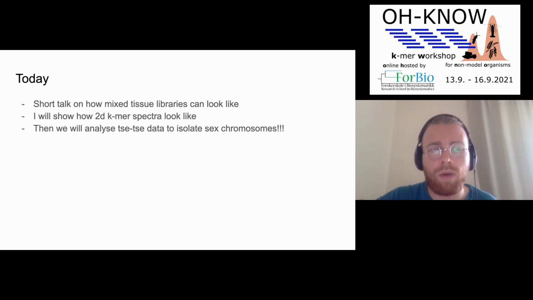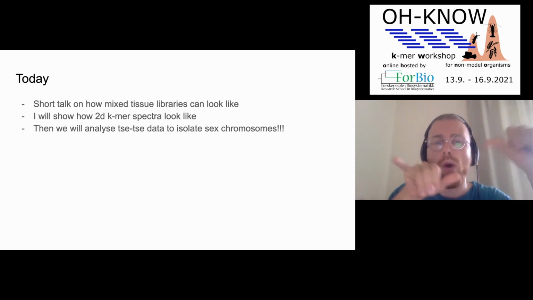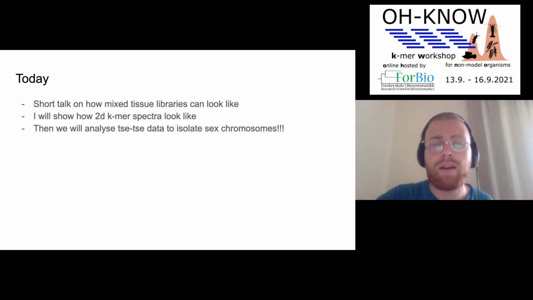Then we will look at some 2D k-mer spectra. So k-mer spectra that are not just a histogram, but one library versus the other, and how we can read them. And then finally, we will jump to the practicals, which will not be practical in the sense of just tutorials with training, but real data analysis. So you will have to use a lot of things that you already used before.